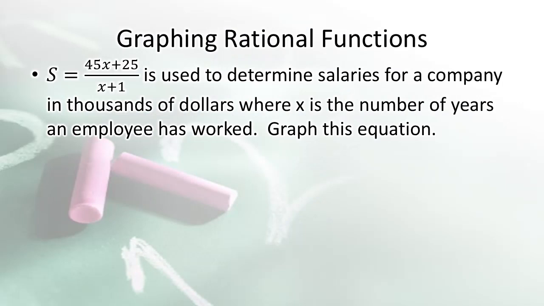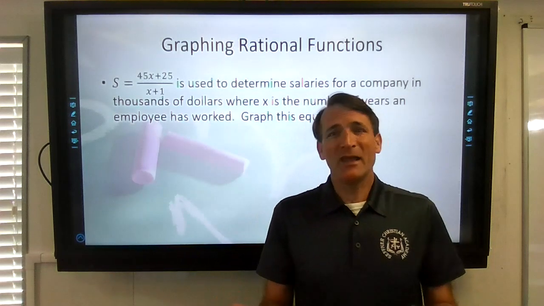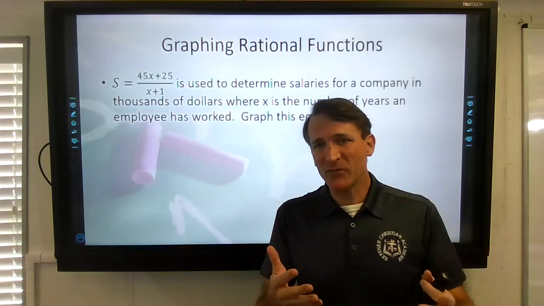Let's try this one. We have s is equal to 45x plus 25, all over x plus 1. That is used to determine the salaries for a company in thousands of dollars, where x is the number of years an employee has worked there. So just like with the last one, this is a real life scenario, so we can't have negative years. I've got to think about that.